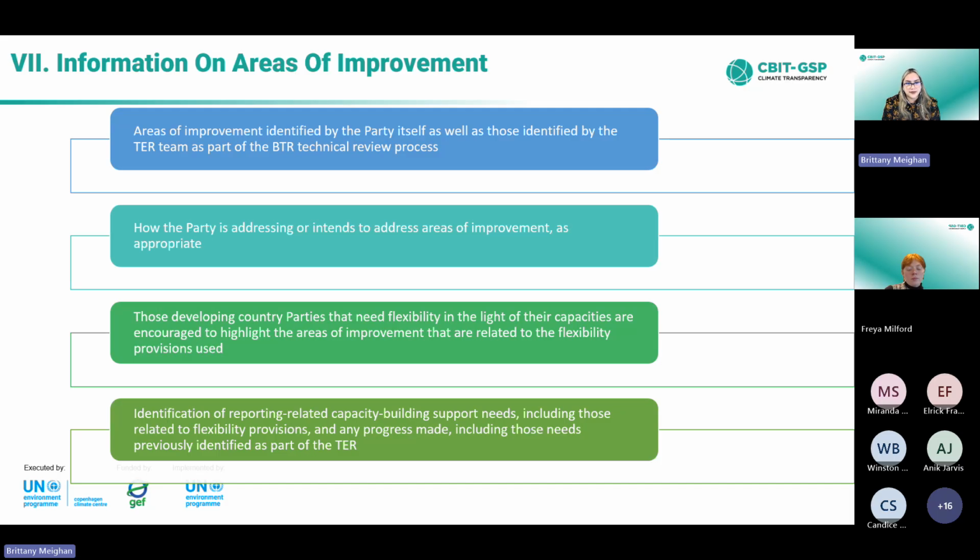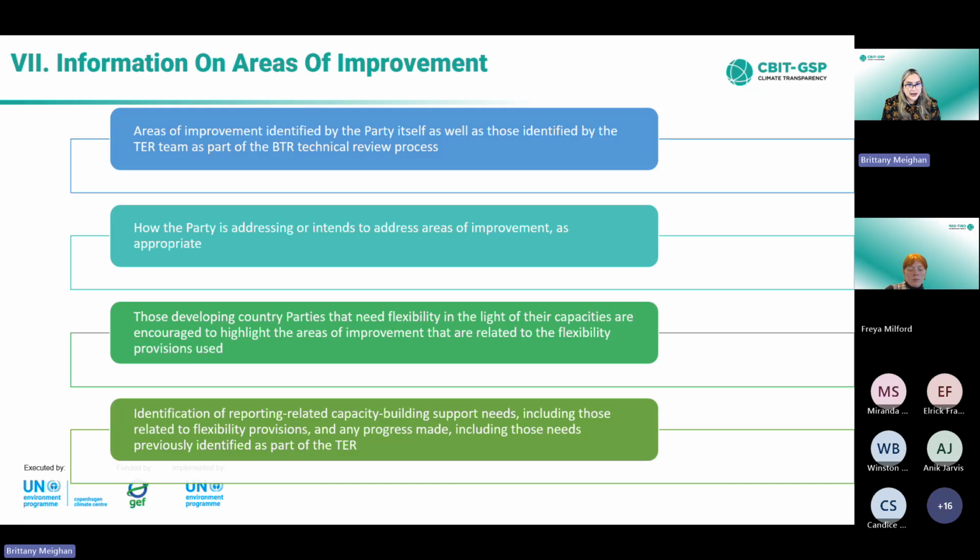including having a section specifically for how the party intends to address this over time, to have plans in place or written down. And then developing country parties that need flexibility, in light of their capacities, are encouraged to highlight these areas of improvement that they had used flexibility for. So this is specifically for the developing country parties who use flexibility provisions in their BTR to include what the areas of improvement and the activities that would take place to address those flexibilities over time.